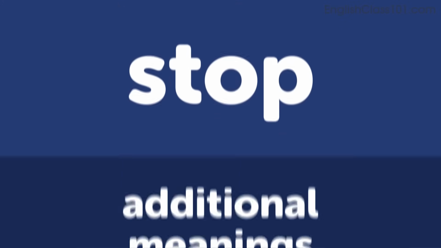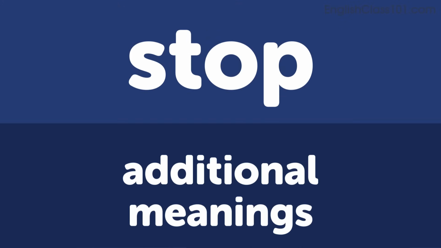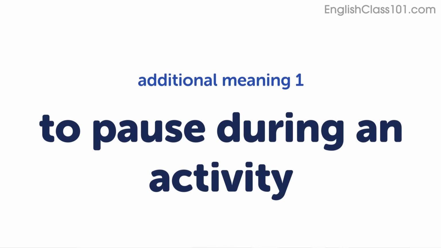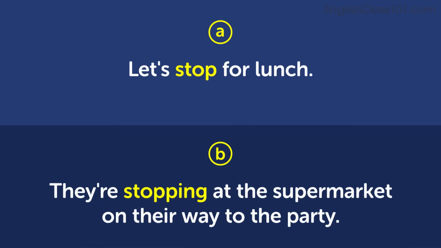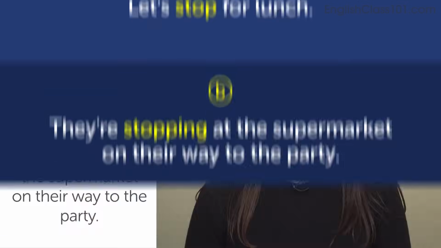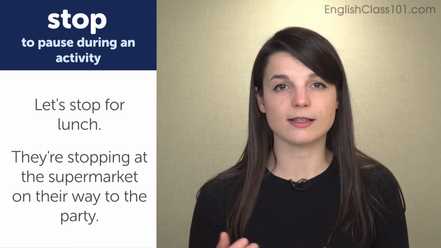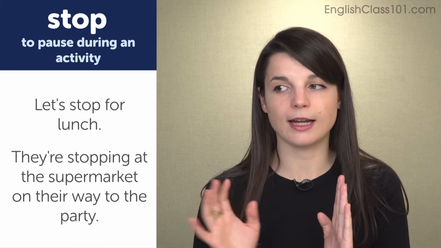Now let's talk about some additional meanings of this verb. The first meaning here is to pause during an activity. Examples. Let's stop for lunch. They're stopping at the supermarket on their way to the party. So each of these example sentences shows some pause in an activity.